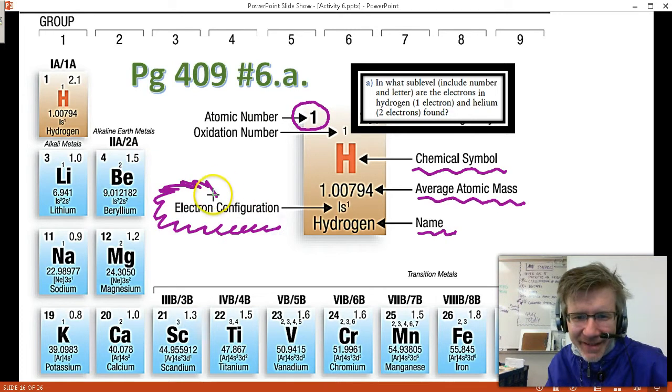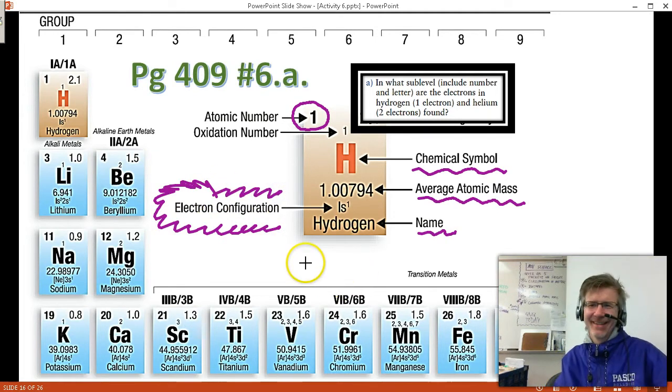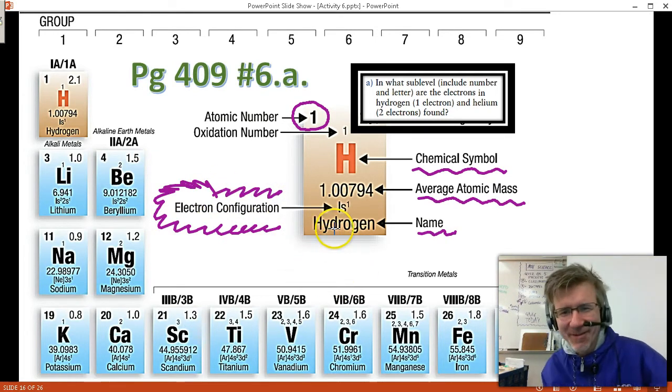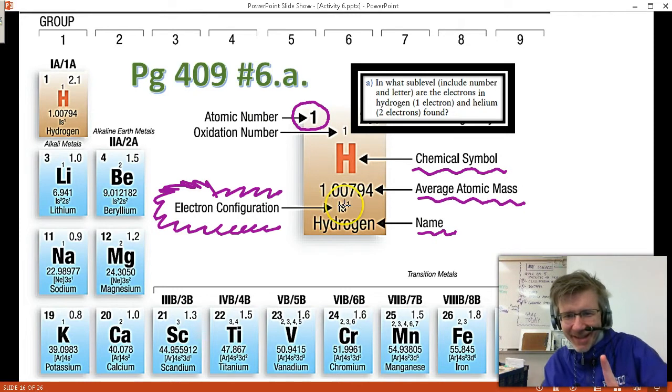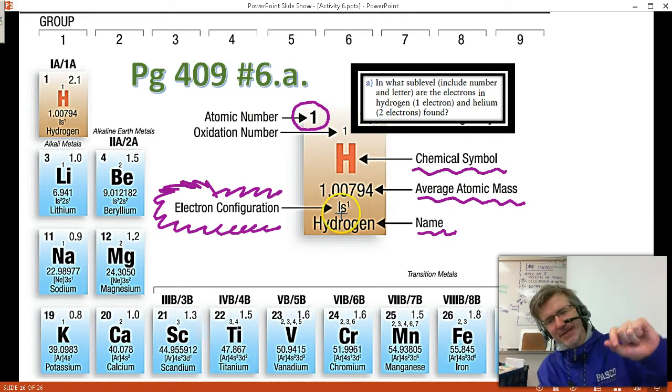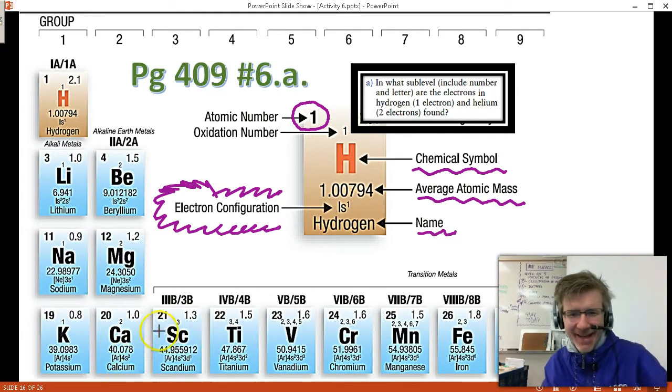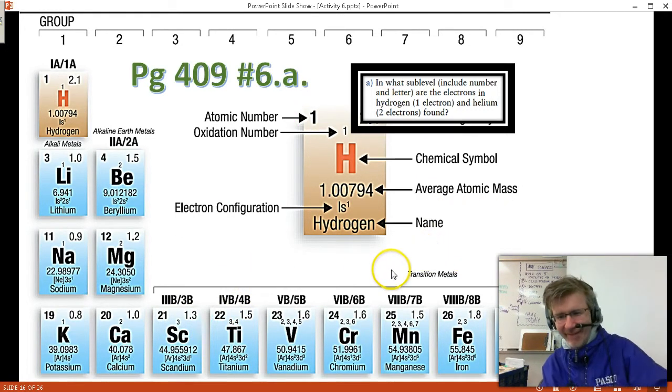Electron configuration. What the heck? All right, that's what we're going to talk about. So it turns out hydrogen has a level 1. This is level 1. It has a sublevel S, and then a superscript that's the number of electrons, a number 1. So that's just a brief introduction to how we're going to use this periodic table, and it's the answer to 6A.